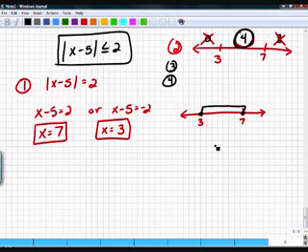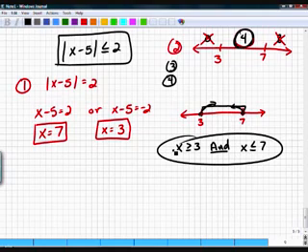So let's write it just as an and statement. It is an and because it's a sandwich. Can you finish it for me? X is, because it's to the right of 3. X is bigger than 3. But it's also smaller than or equal to 7.